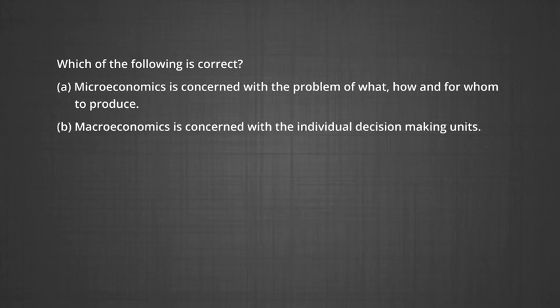So, time for a small exercise. Which of the following is correct? Microeconomics is concerned with the problems of what, how, and for whom to produce. Macroeconomics is concerned with the individual decision-making units. Answer: actually none.